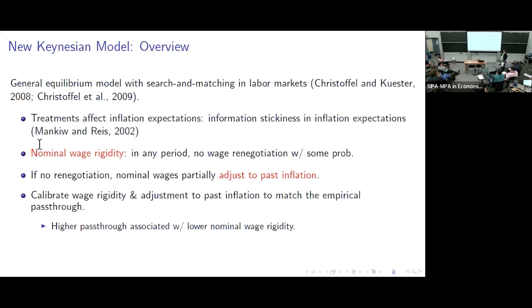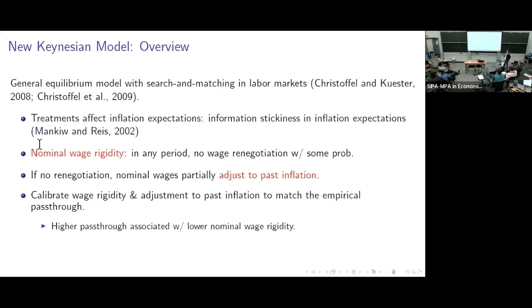A few things to keep in mind here is that our treatments are moving around inflation expectations, even though we're giving them what is publicly available information. So that means that our consumers are not fully aware, right? They do not have perfect information around what's going on. So in the model, we're going to be consistent with that by introducing some information stickiness in inflation expectations, in similar spirit to Mankiw and Reis's paper.